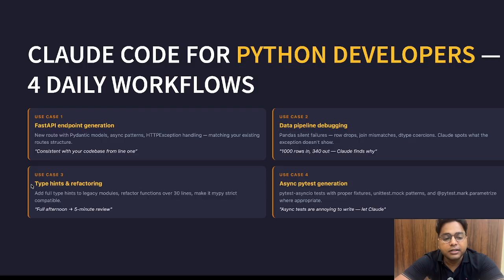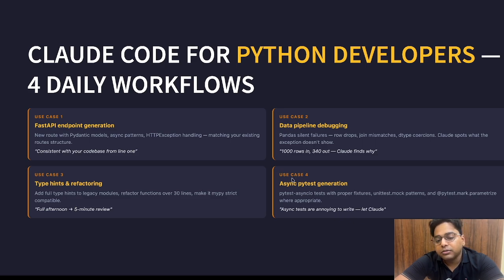Use case 3 is type hints and refactoring. So something like add full type hints to legacy modules, refactor functions over 30 lines. If we give a command like this, it should be able to do it. It is a 5-minute job for Claude.